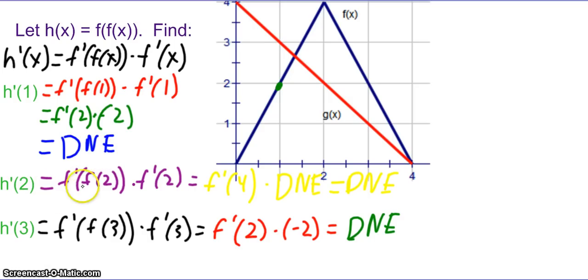H prime of 2 is f prime of f of 2 times f prime of 2. F of 2 is 4, so this becomes f prime of 4, but f prime of 2 does not exist, so this does not exist. H prime of 3 is f prime of f of 3 times f prime of 3. F prime of 3 is right here, that is a slope of negative 2. F of 3 is 2, so this becomes f prime of 2, which we know does not exist.